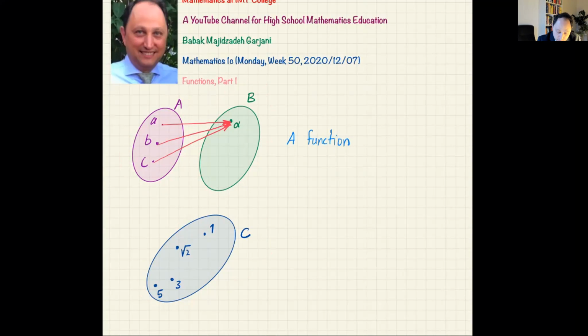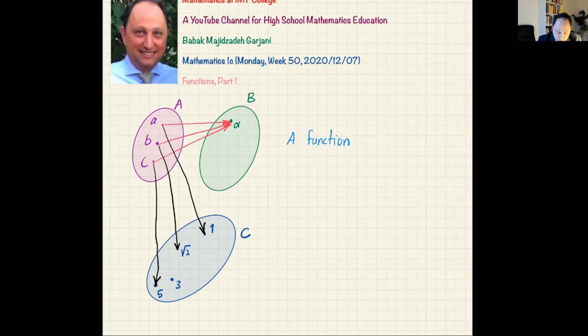Let us make it, for example, black. Then I can start attaching this to this. And then I can connect this one to square root of 2, for example, and this one to 5. So if I give you some situation, this represents 2 functions actually. One function, these red arrows, and this purple circle, and this green circle. This is one function from A to B.